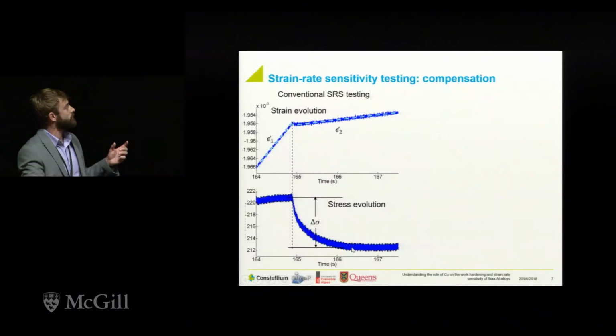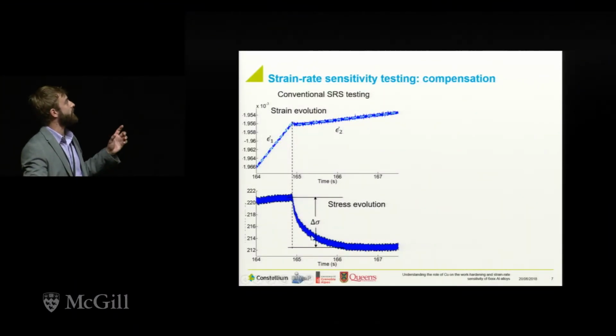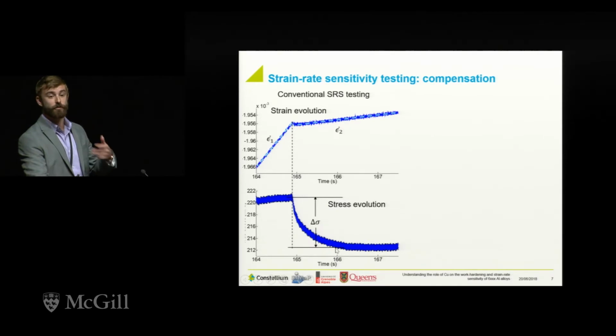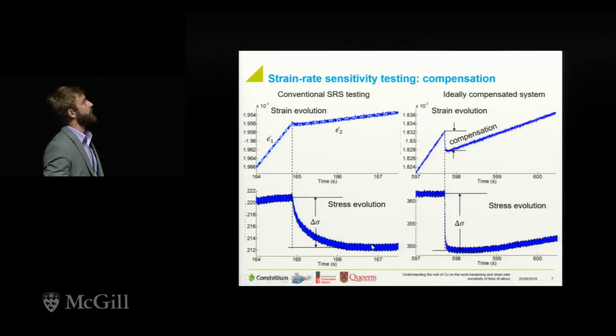And so during this time, you can see that the time it takes between the rate change to the minimum stress value is about 1.5 seconds. And so what's going to be happening during this time is that you're still deforming your sample, you're still producing more and more dislocations, so the delta sigma, or the change in the stress drop that you're measuring, is actually going to be artificially less than what your material should be responding.